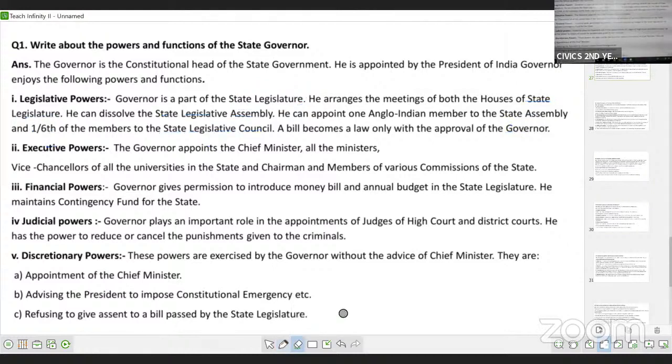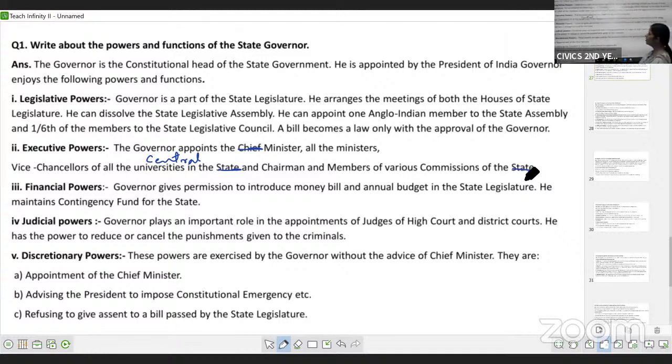Governor, president. The powers which are enjoyed by the president at the central level, same powers are enjoyed by the governor at the state level. Just make minor changes in it. With same executive powers, he appoints the prime minister and all the ministers, vice chancellors of the central universities. Okay, instead of state, it is central universities. Chairman and various commissions, like Central Finance Commission, Central Election Commission, Union Public Service Commission, like that.